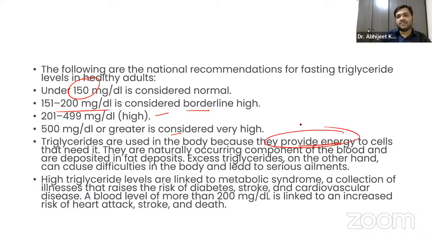One of the important significances, right? They are a naturally occurring component of the blood. They can be deposited as fat deposits. Now, if these are in excess, what is the clinical significance, guys? If these levels are excess, they can lead to a syndrome called metabolic syndrome. They can lead to the risk of diabetes, stroke, and cardiovascular problems. We have already discussed how high levels of triglycerides can affect the different systems in our body, right?